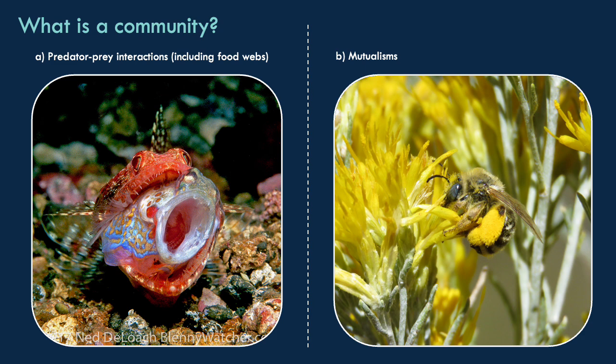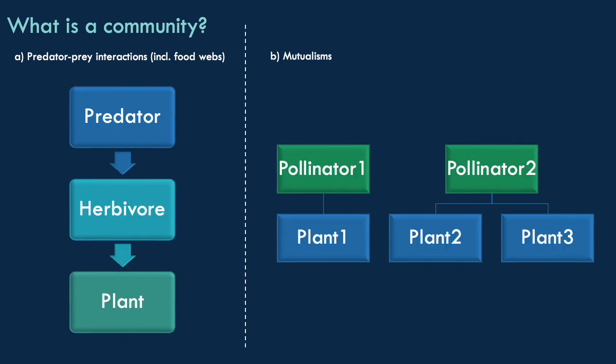So predation, obviously a negative interaction, especially for the prey. Mutualisms are much more positive, and the prime example for that would be plant pollinator interactions. So again, we can draw this up. So predator-prey interactions might be a predator and herbivore on a plant, a nice community to study, whereas the mutualistic community would be plants and pollinators, for example.